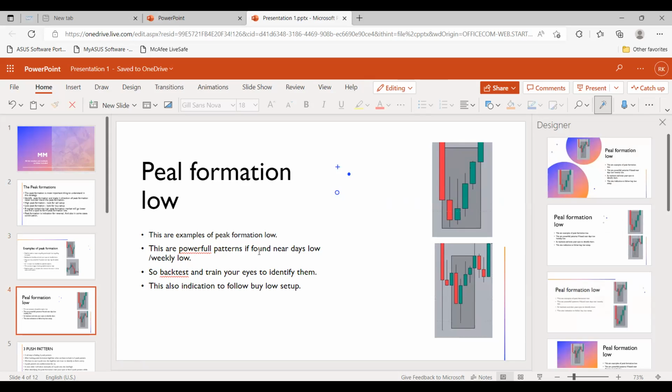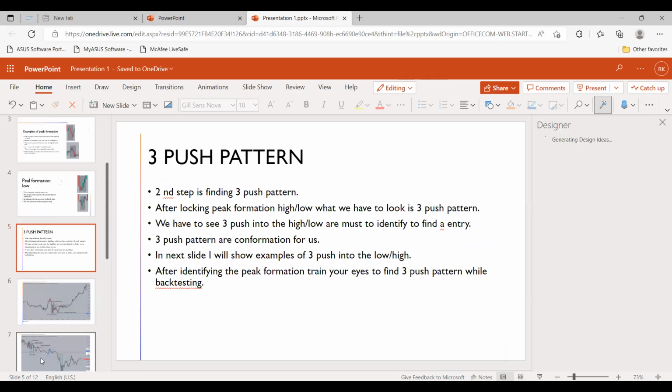These are very powerful patterns if found near the day's low or weekly low. If you are near the day low level, or have broken a day low level, or a weekly low, or are near a weekly low, a peak formation low is an indication for a reversal at that moment, right? This is also an indication to follow a buy low setup. If you are in the peak low formation, then you have to look for a setup which gives you the opportunity to buy low, right?